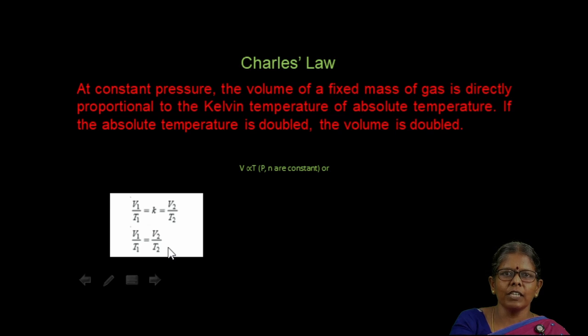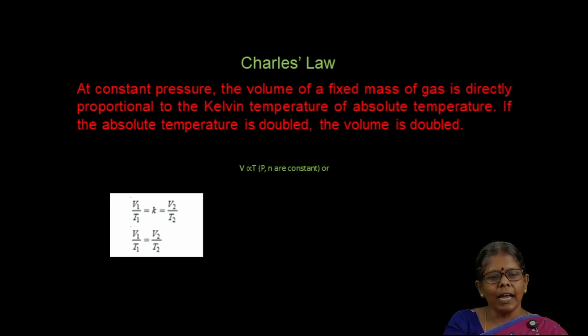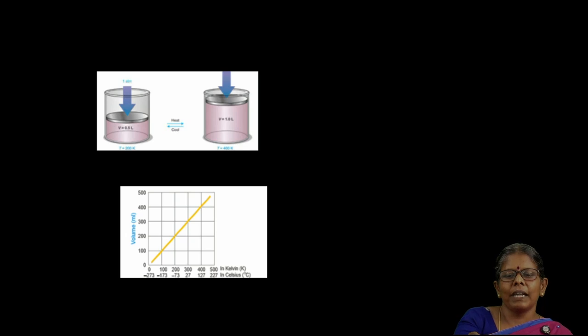That is, V1 is proportional to T1, or otherwise V1 divided by T1 is equal to a constant. The proportionality is removed by a constant. Therefore, if K is a constant, then at some other temperature, as temperature is increased, the volume is also increased. That is, the increased volume is V2 and the increased temperature is T2. Therefore, V1 divided by T1 is equal to V2 divided by T2.